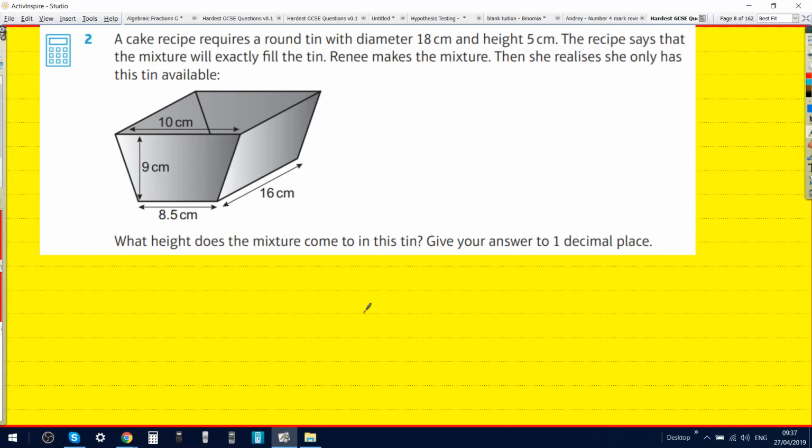So if I find, do I need to find the volume of the round tin first? Yeah.